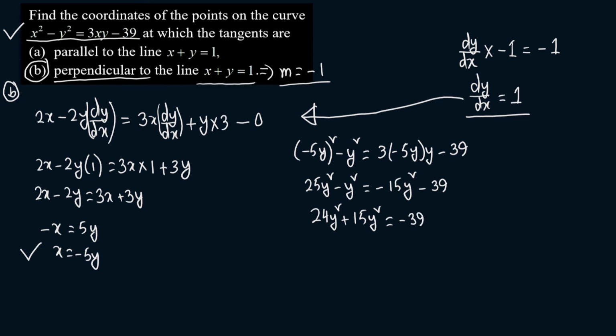From there we can write 39y square equals to minus 39. Y square equals to minus 1, but it's a quadratic equation, so it is impossible to find out the value of y. So there is no point, we can conclude here, no point exists when this curve tangent is perpendicular to the line. So we can conclude here it does not exist for perpendicular. That is our answer.